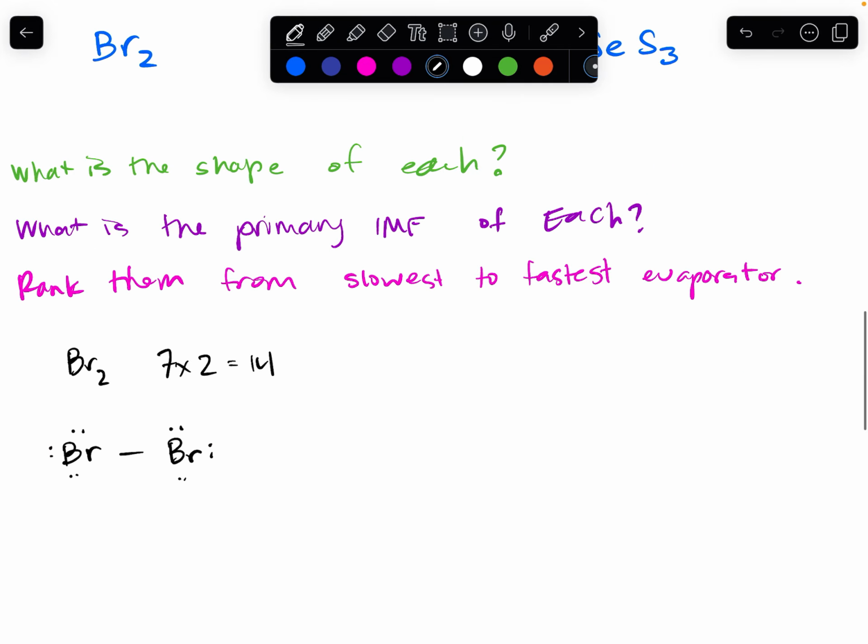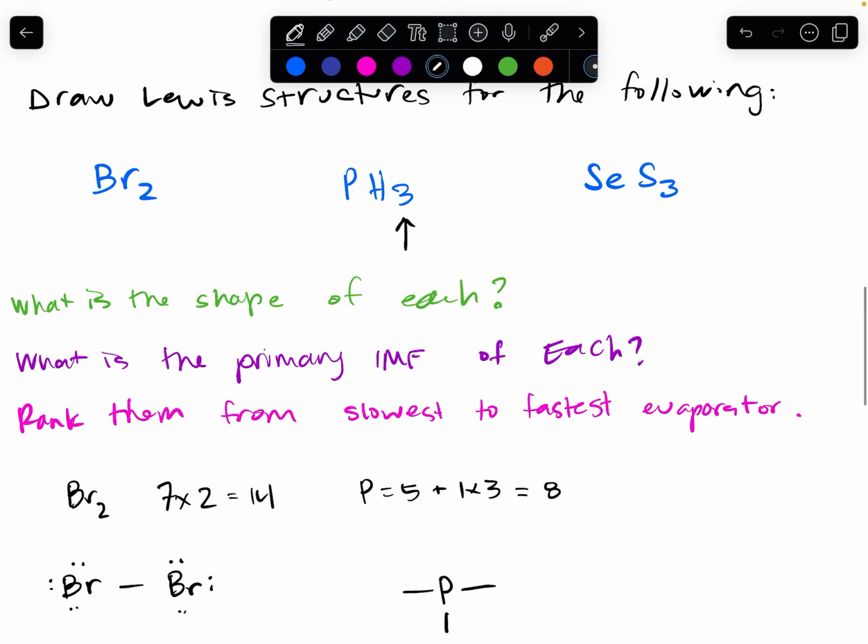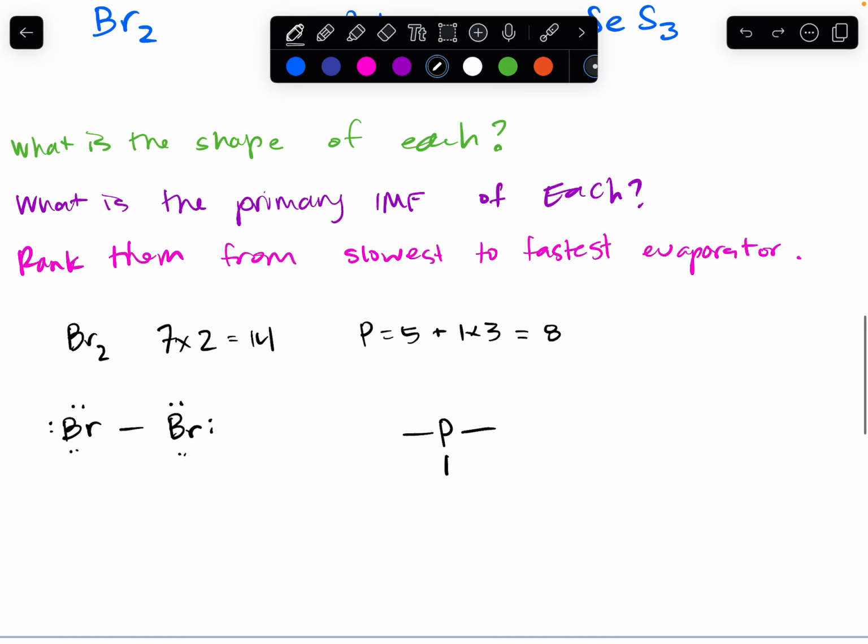Next one is PH3. So phosphorus is 5, and then hydrogen is 1, but there are 3 of them, so that equals 5 plus 3, which is 8. You put your phosphorus in the middle, and since it says H3 here, we're going to add 3 H's there. Each one is going to go on one part of the phosphorus. And then again, always give everyone 8 to start with, except hydrogen only ever gets 2, and then hope that it equals the right number.